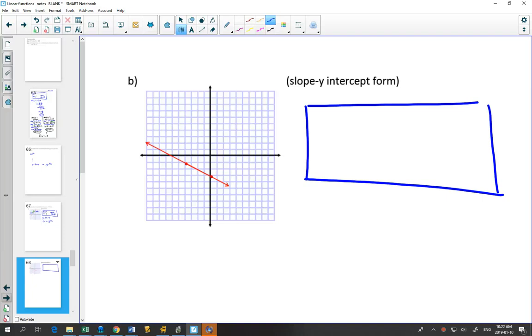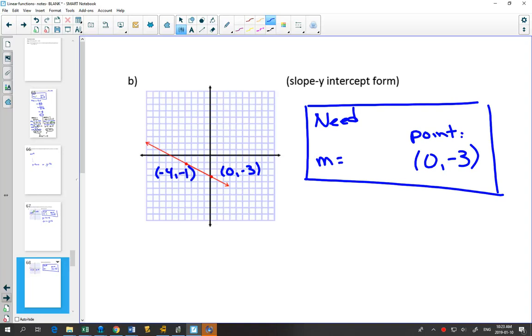Slope-intercept form. So what do we need? We need a slope. We need a point. Do we have a point? Yes. Do we happen to have the y-intercept? Because that's a really nice point. We do. Again, I apologize that this wasn't labeled on your graphs.